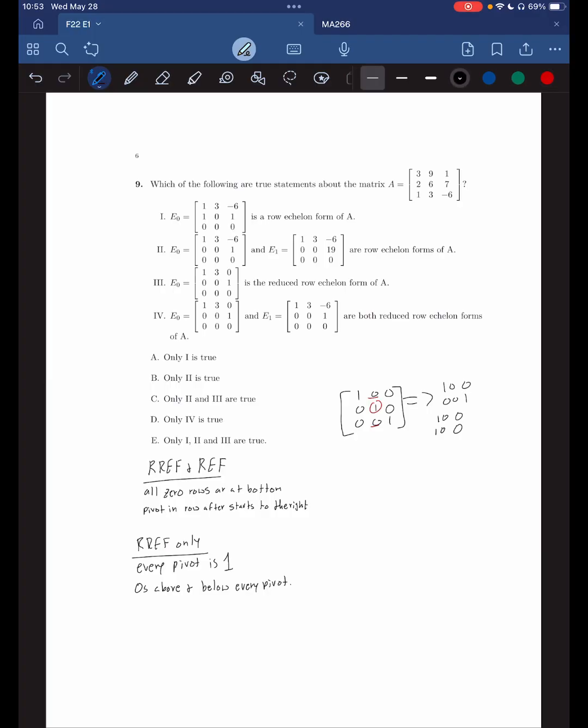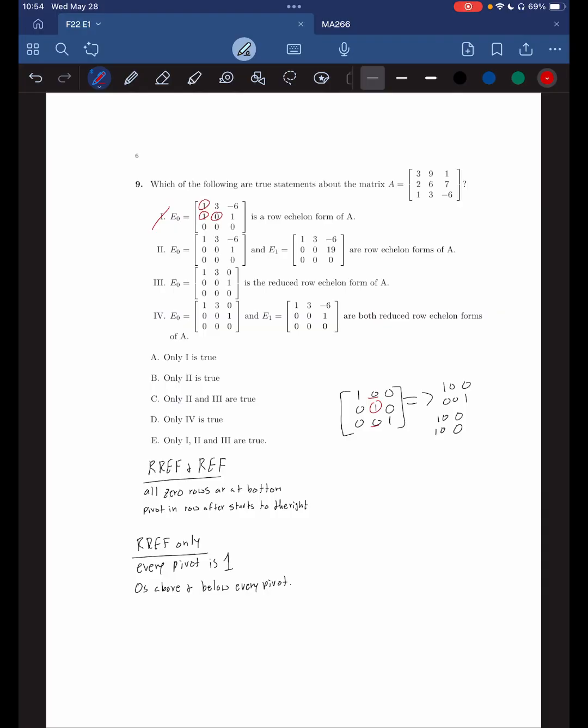That being said, let's take a look at our options. Number 1, E naught, which is this matrix, is row echelon form of A. This is not true because it violates rule 2. We have this pivot 1, but it doesn't start directly to the right of the prior pivot. This is the prior pivot we have. This 1 needs to be here for us to consider E naught in REF form. So 1 is not true.